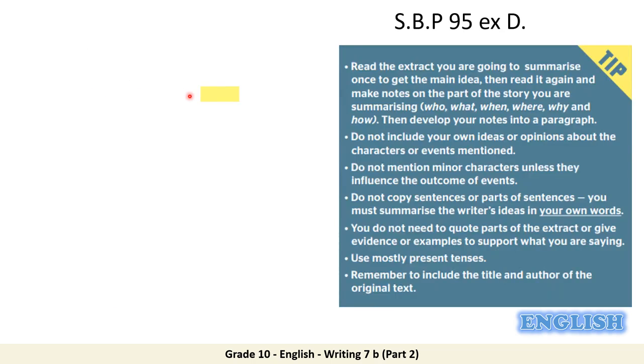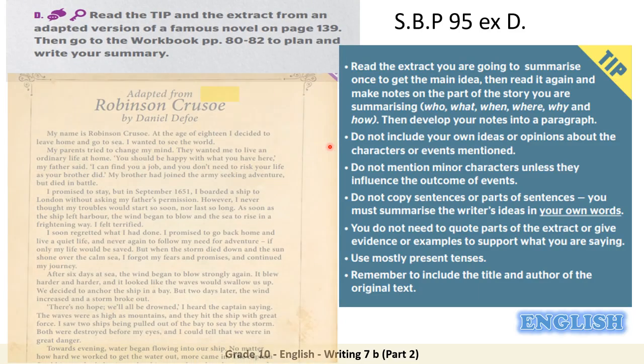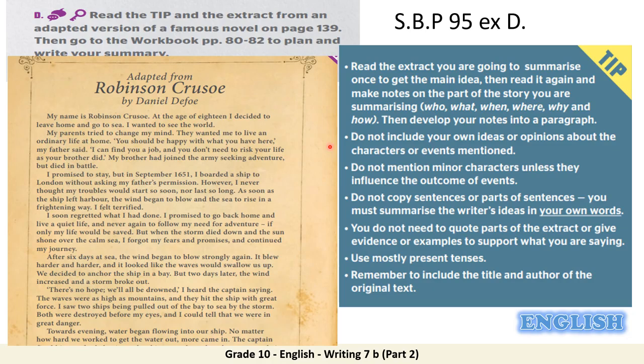Now let's go to another activity in your student book, page 95, exercise D. Before planning and writing your summary, I want you to read the tips and the extract from an adapted version of a famous novel on page 139. It's adapted from Robinson Crusoe by Daniel Defoe. Then we will go to the workbook, pages 80 to 82, to plan and write our summary.